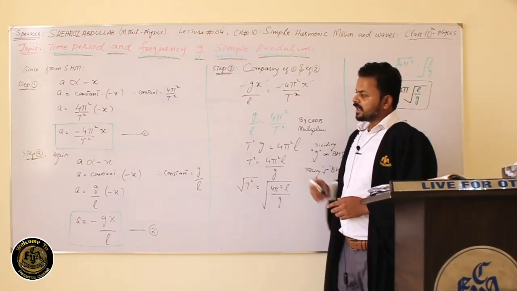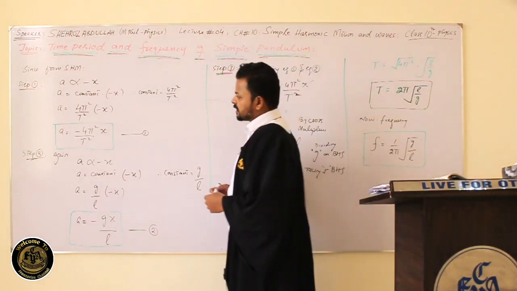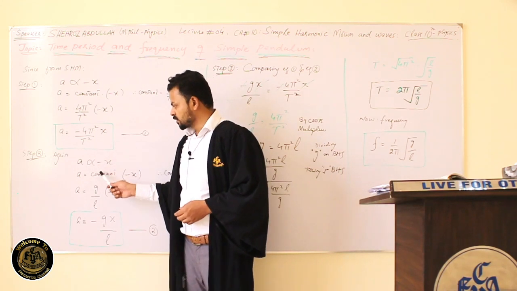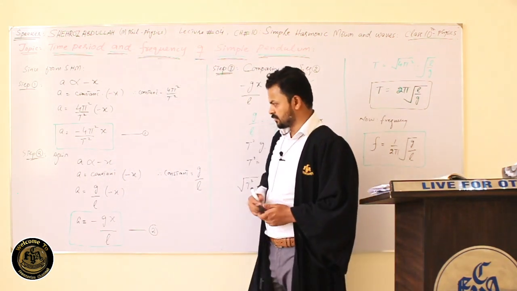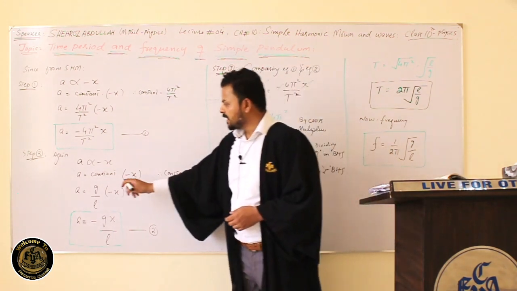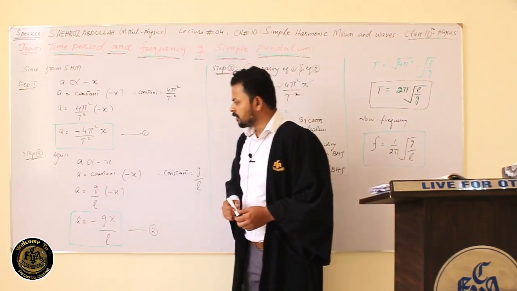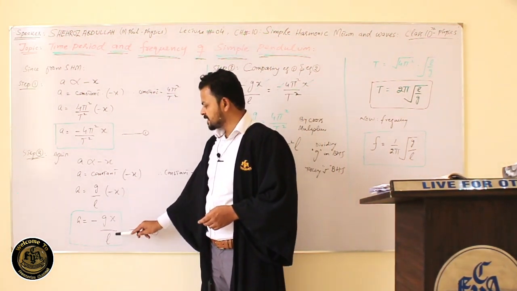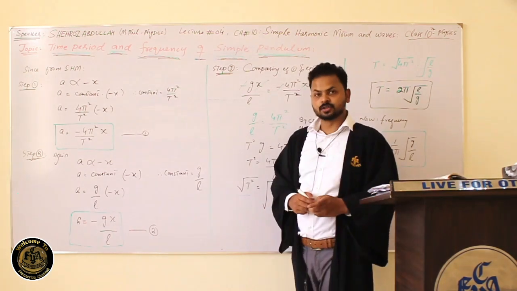Okay, now again in the second step we consider the same equation as that, A directly proportional to minus x. Now we remove this proportionality sign and introduce a kind of a constant over here. The constant in this case is g by L. Okay, now we put that constant value over here and we get A is equal to minus gx divided by L. This is your equation number 2.